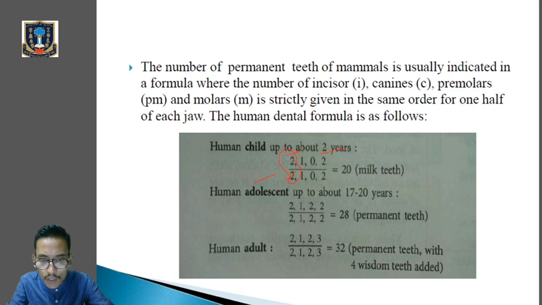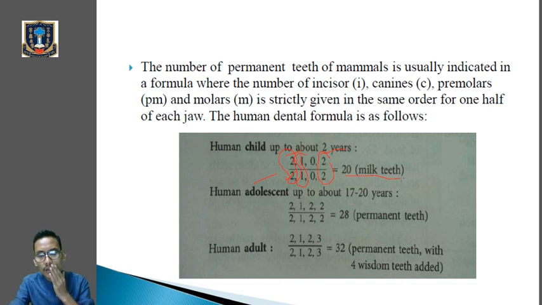We are finding 2 canine. We don't have premolar in a child. Then how many molar? 4 molar. So count it. 2 plus 2 will be 4, 5, 6, 7, 8, 9, 10. So in 1/2 of each jaw we are finding 10 teeth. So 10 plus 10 will be how much? 20. So therefore in case of a human child there will be how many teeth? There will be 20 milk teeth.